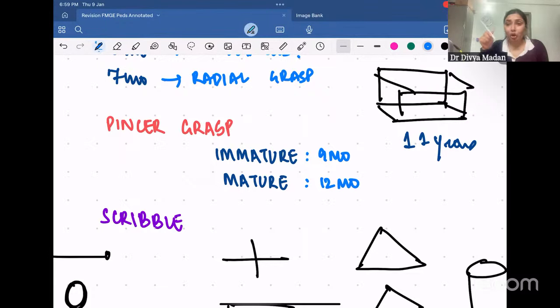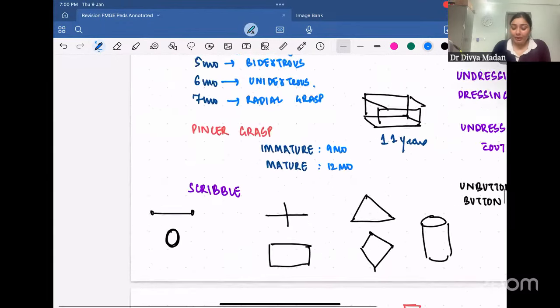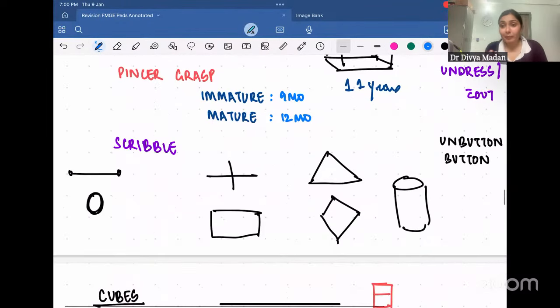And once the mature grasp is there, the child can hold a pencil, and the child will make various diagrams, drawings, sketches. So depending upon these sketches, we can estimate the developmental age of the child. The child can draw a line at 2 years of age. You can see a line has two ends. So a line is drawn at 2 years of age. A circle at 3 years of age.